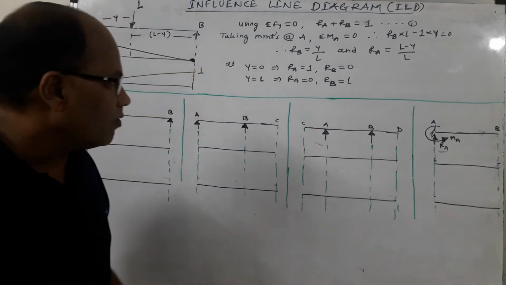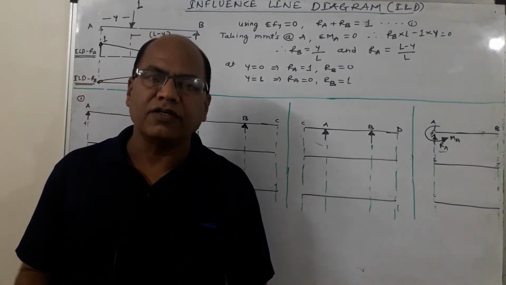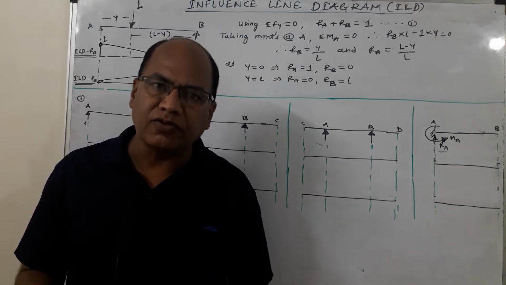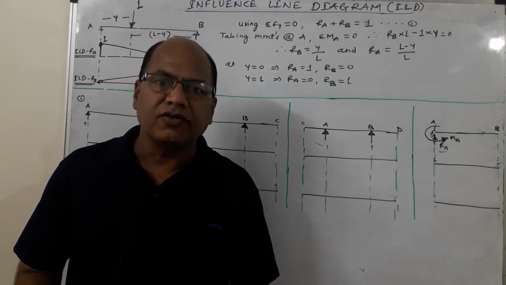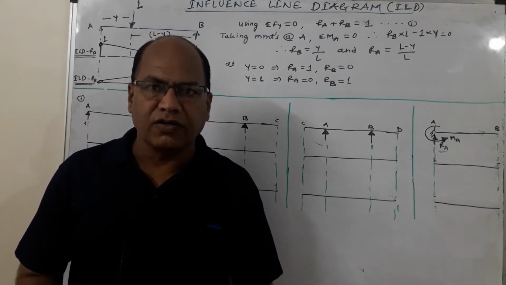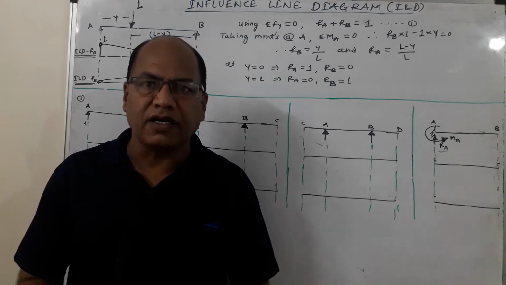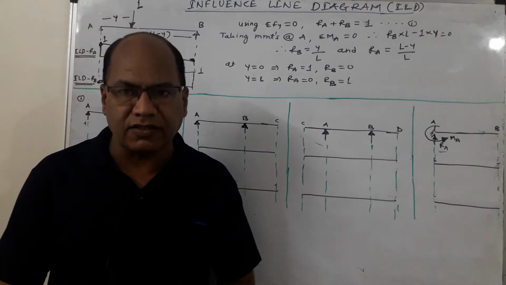Now, when one wants to draw the ILD, he will have to consider a unit load moving from one end to the other end. And by considering the unit load as the moving load, we check how the variable functions are changing when the load is taking different positions on the span of the structure.